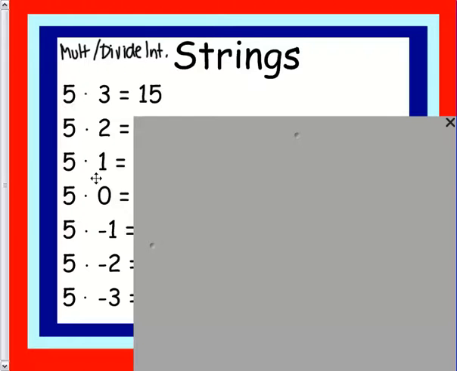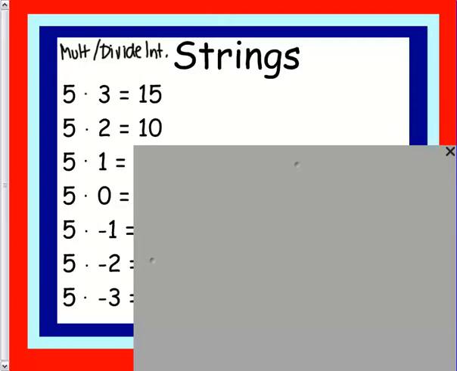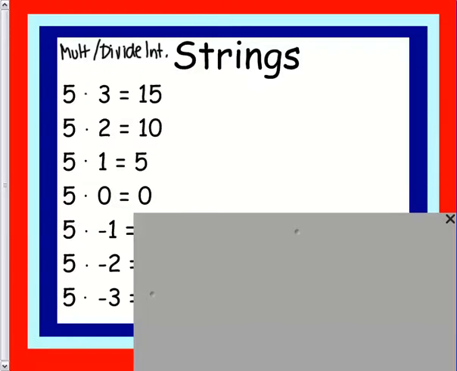If you want to pause the video and write it all down, that way you can watch me, please do so now. Okay, I'm going to go through it, so make sure you have paused if you were going to write them down. 5 times 3 is 15. What's 5 times 2? 10. 5 times 1 is 5. 5 times 0 is 0.